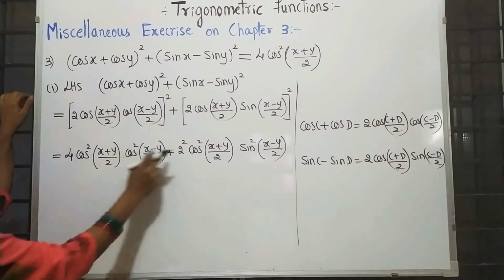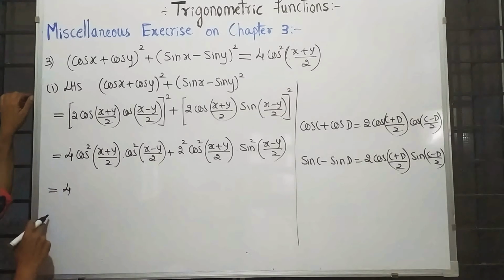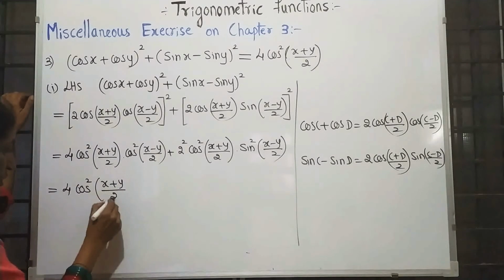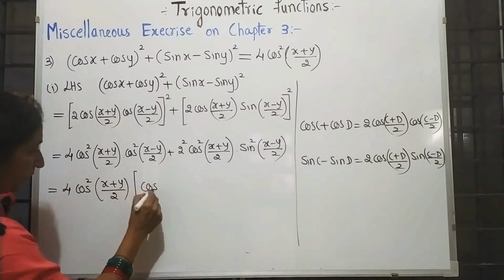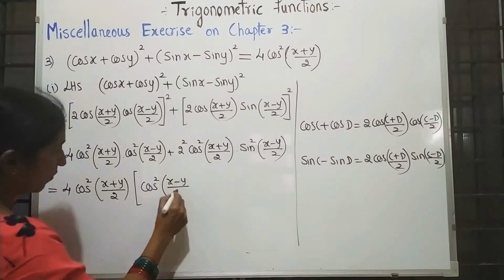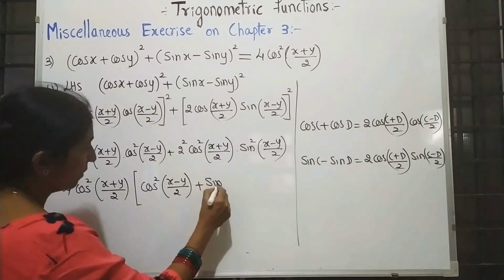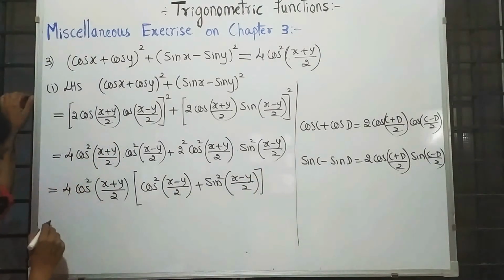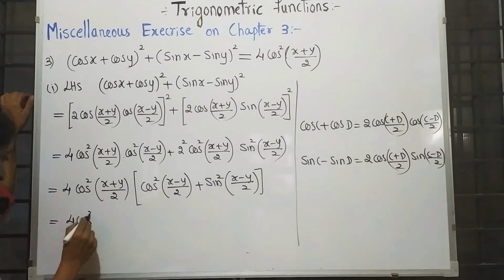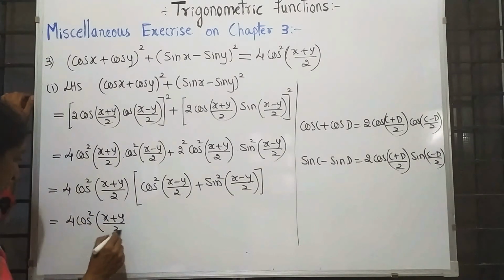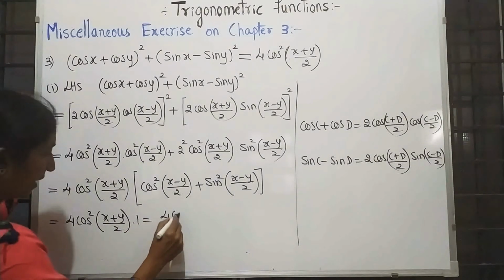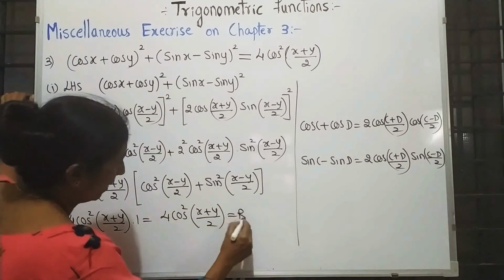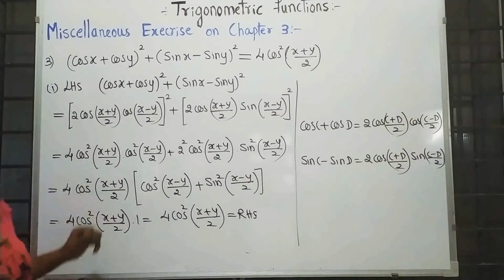I wrote 4. 4 we can take common and one more term we can take common. Which term? Cos square x plus y by 2 common. What is remaining? Cos square x minus y by 2 plus sin square x minus y by 2 is remaining. And is it 1? Yes. 4 cos square x plus y by 2 into 1 is remaining. So the final answer is 4 cos square x plus y by 2. That is nothing but RHS. So this is one method, the first method.